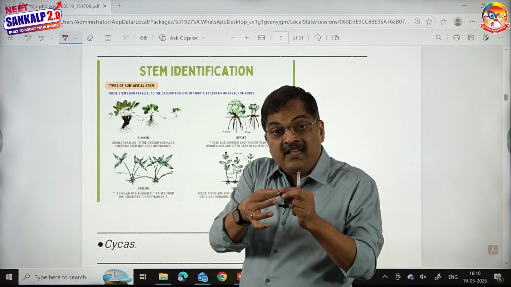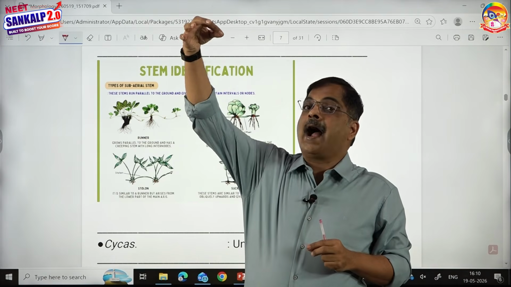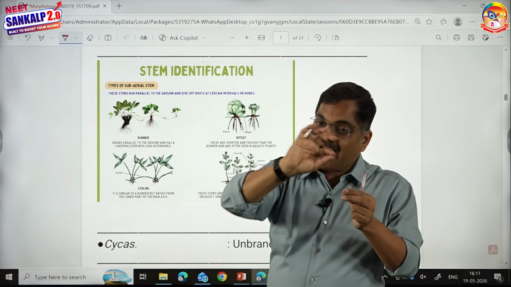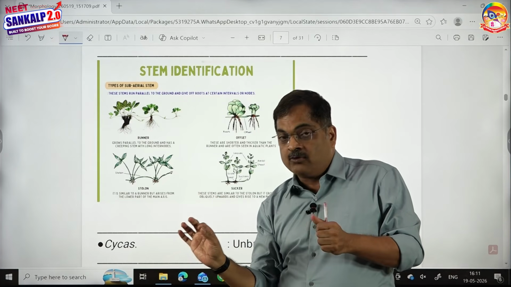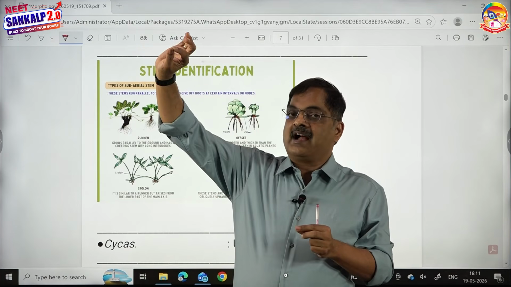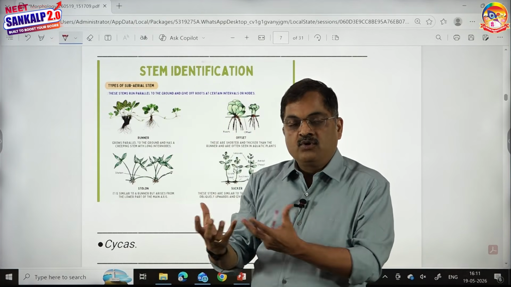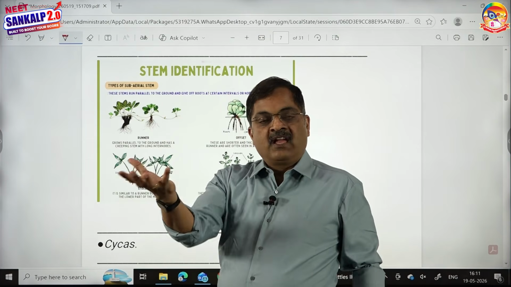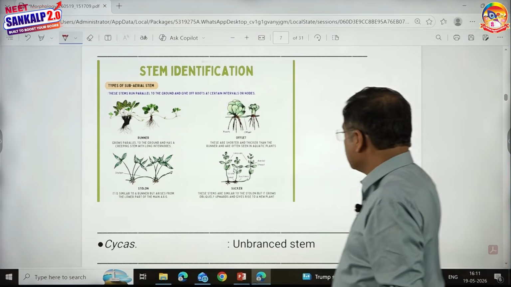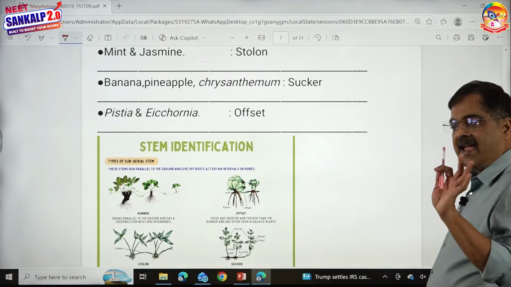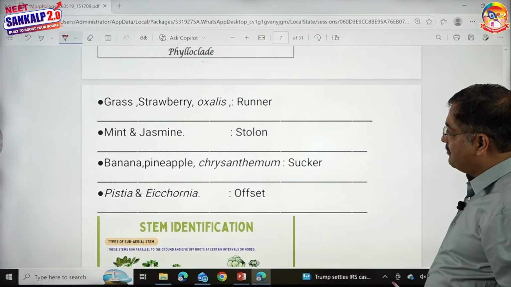It's an axillary branch which moves vertically up. Stolon is an axillary branch moving vertically down. Sucker is an axillary branch which moves vertically up. Roots develop from underground nodes and leaves develop from aerial nodes. I want you to remember the examples. They are the ones which are very important.